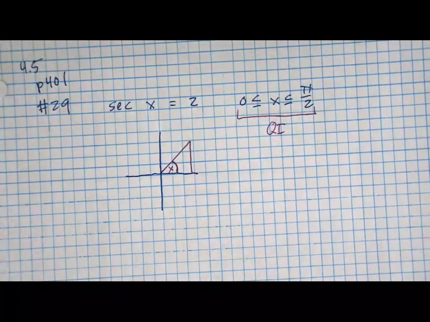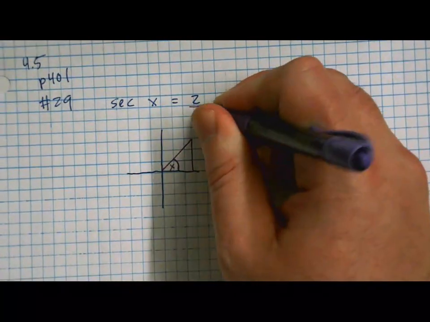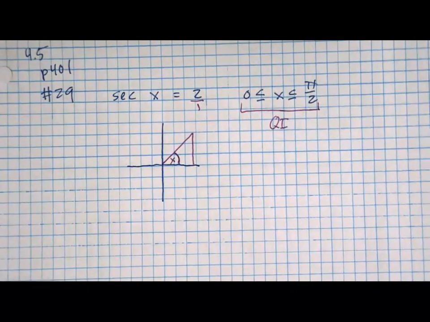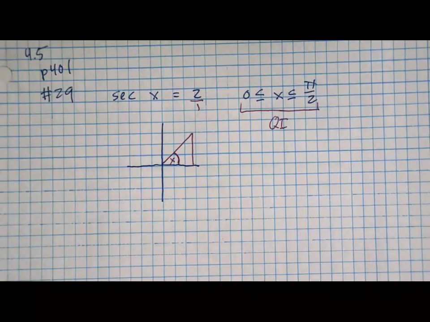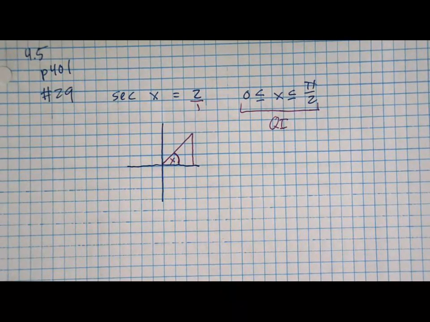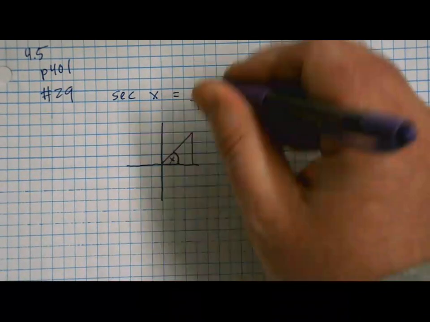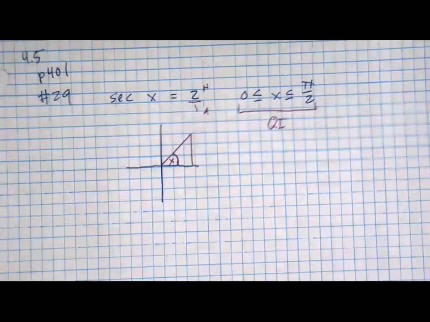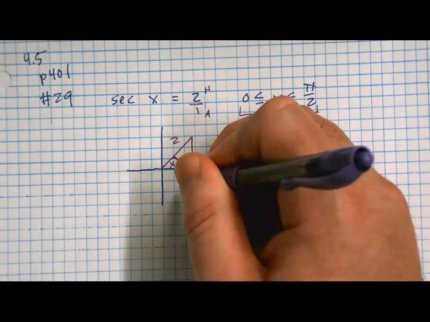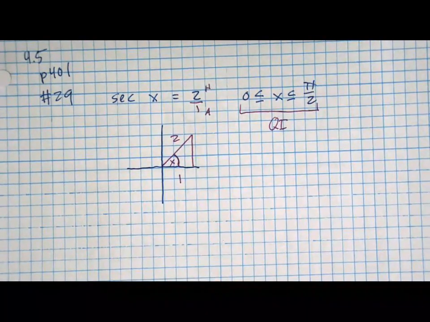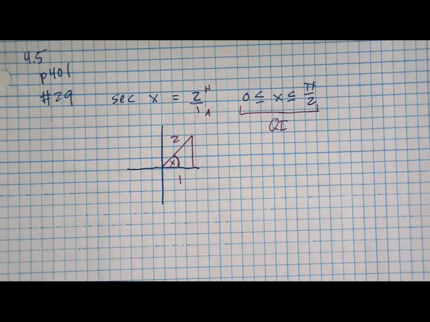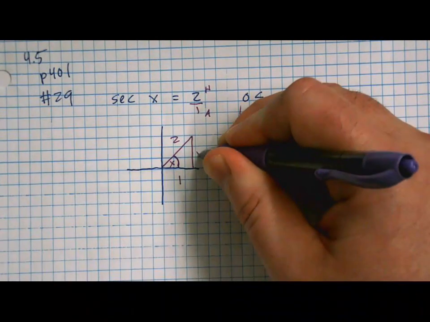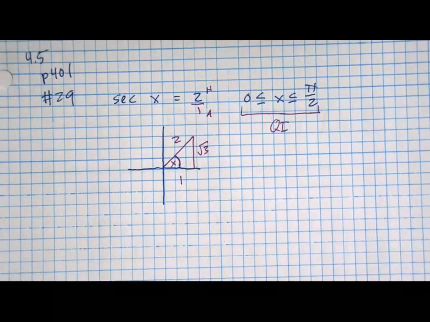And if the secant of x is 2 over 1, remind me what is secant again? Inverse of, or the reciprocal of cosine. Cosine's adjacent over hypotenuse, so secant would be hypotenuse over adjacent. Hypotenuse over adjacent, agreed? So the hypotenuse is 2 and the adjacent side is 1. And then we think to ourselves, oh my gosh, that's a 30, 60, 90 triangle, isn't it? If it's got a 2 and a 1, it must be root 3 over here.